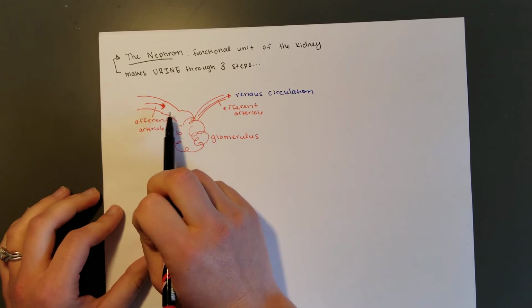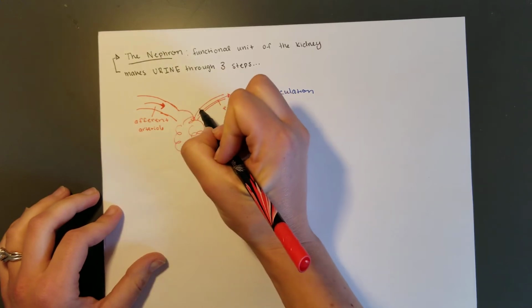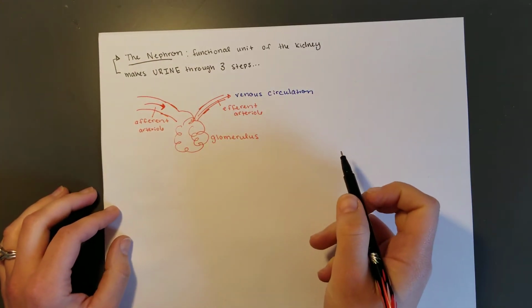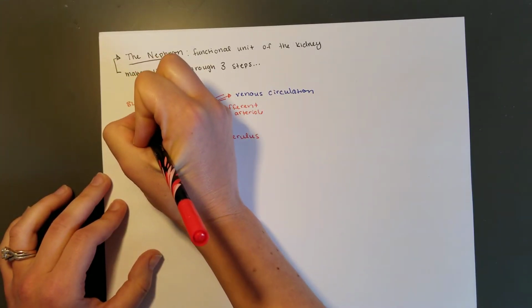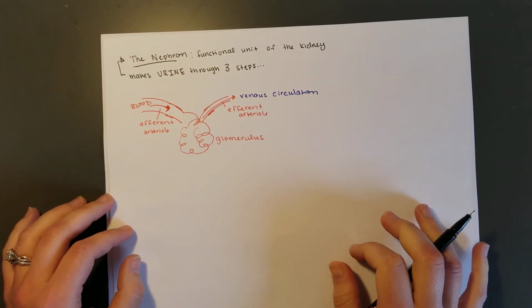How do you know what's afferent and what's efferent? Well, the afferent one is always thicker than the efferent one. It's wider. It has a wider lumen. Okay, so we talked about you are basically bringing blood with all of its components into this glomerular capillary bed.